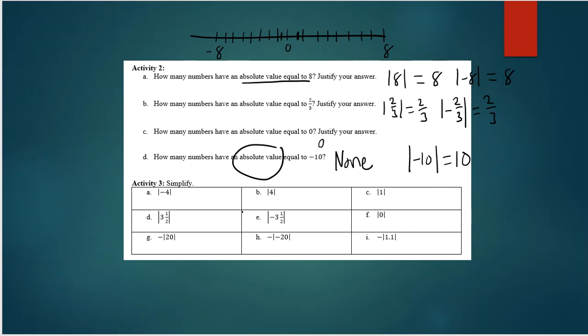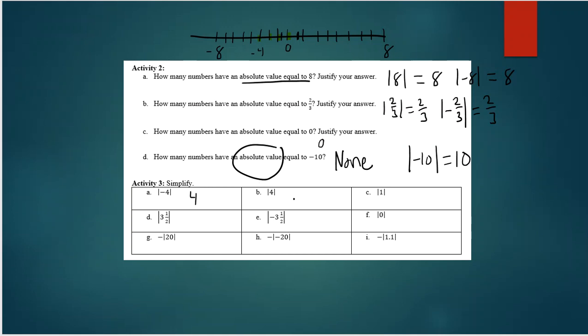Okay, on this next part, we just need to simplify. The absolute value of negative 4 would be 4. If we were to count the number of spaces that negative 4 is away from 0 on the number line, so if this is 0, this is negative 1, 2, 3, 4. Negative 4 is 4 spaces away from 0 on the number line. So that means the absolute value of negative 4 is positive 4.